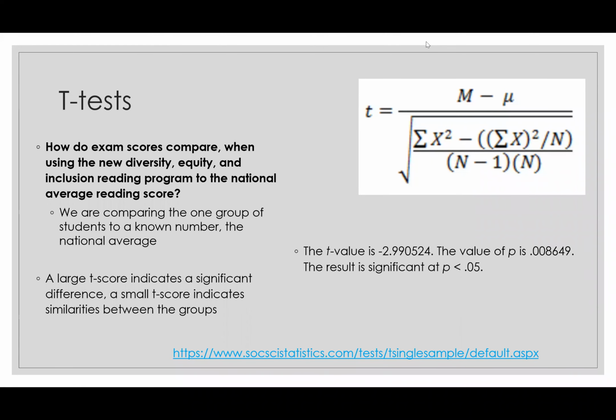Sorry. The X's under the bar there are the individual scores. So you need the sum of the scores squared. And the rest of that, N, of course, is the number of students again.